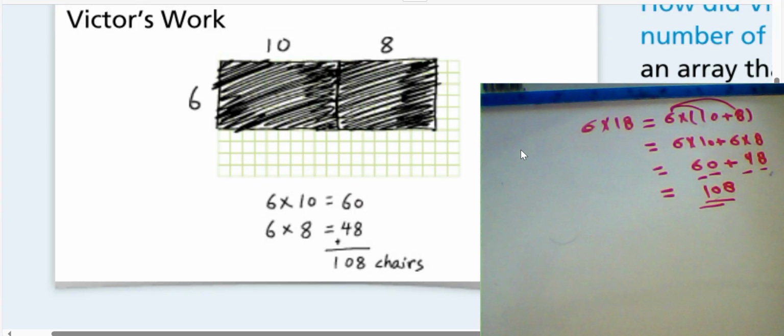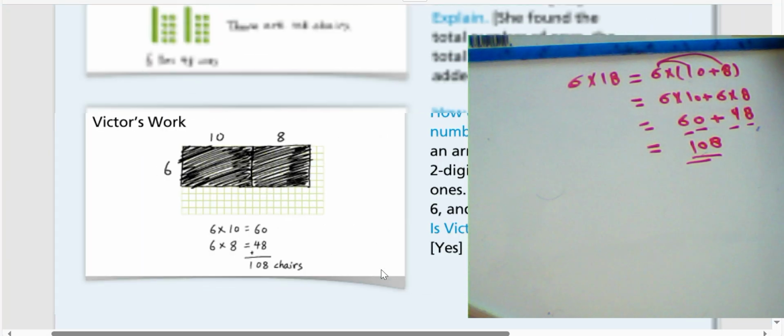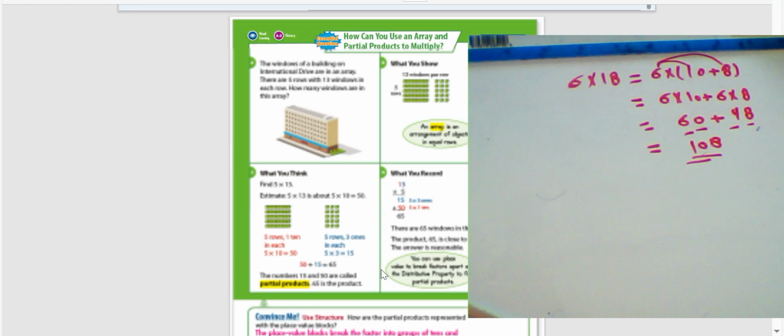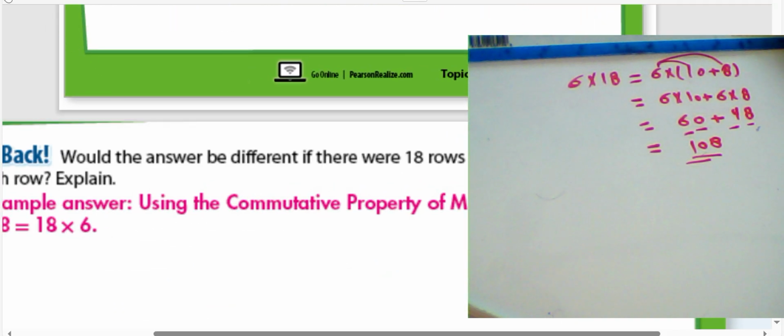Or another method: you can draw a rectangle and divide it into two parts, because 18 equals 10 plus 8 using the distributive property. 6 times 10 equals 60 and 6 times 8 equals 48, and then add together, the result will be 108 chairs. Okay, on the last page we have the answer to this question.